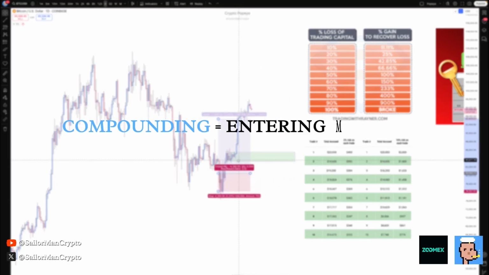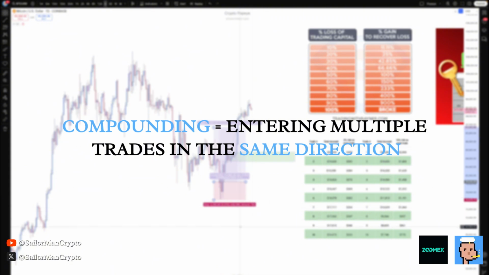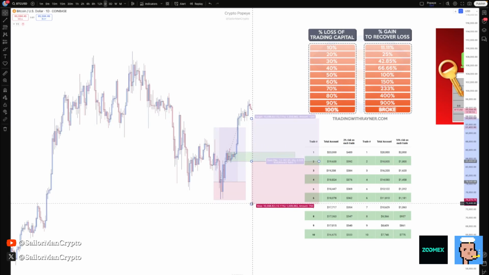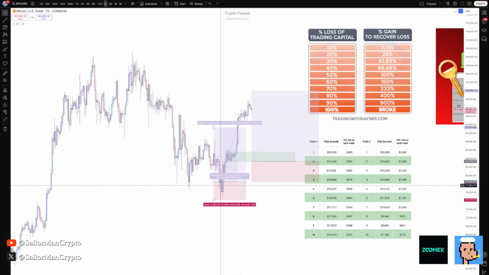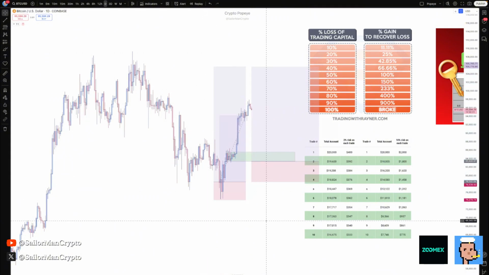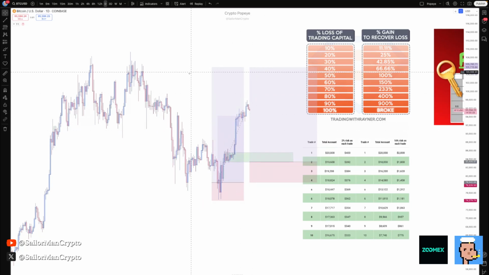Compounding means that you take multiple trades in the same direction. For example, here in Bitcoin, something that might look like this. You enter this trade and you decide that in this trade you risk 1%. You get filled, price moves higher. Let's say that your stop loss is somewhere here. You are not yet at take profit, but you want to compound this and have more exposure to this trade. So you want to bid once again.